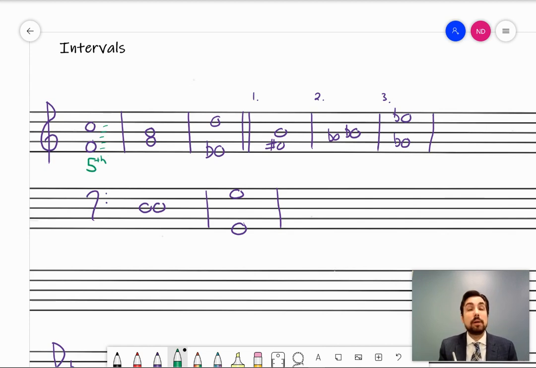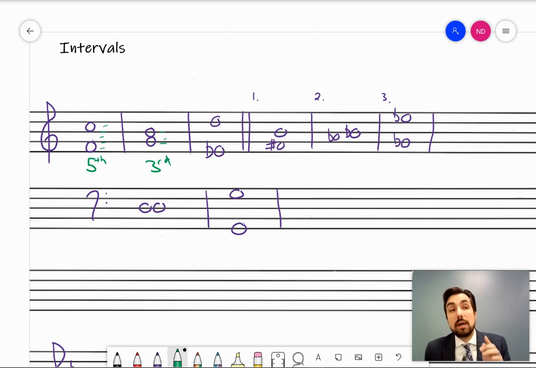It's really important that you remember to count the bottom note as 1 and not to count from the bottom note to the next note as 1. Count the bottom note as 1 and then count up from there. The next one, G to B. Counting G as 1, A would be 2, B would be 3. This is the interval of a third.